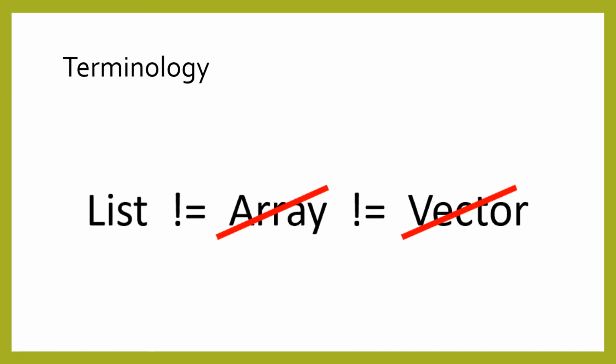Some people will use the words array or vector to describe lists. These are actually slightly different concepts, which we will not cover in this course. Don't be thrown off if someone refers to a list as an array, but don't use that word yourself.